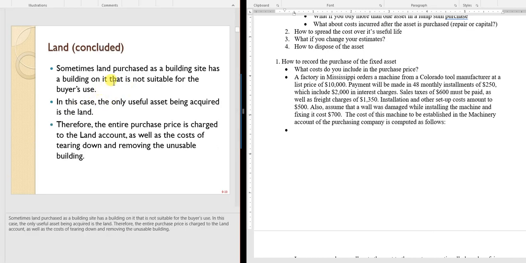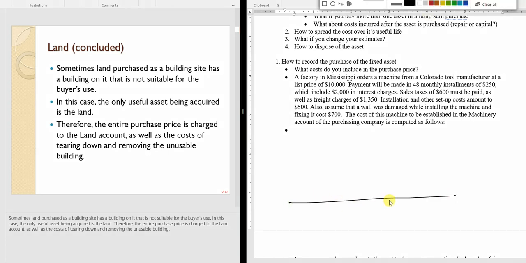Let's say that I bought a piece of land with a building on it. So picture that. We've got a piece of land here, and we have a building on it. Okay? So my question is, do I need to split out between the land and the building? So do I need to debit land and debit building and credit cash? What do I need to do with that?